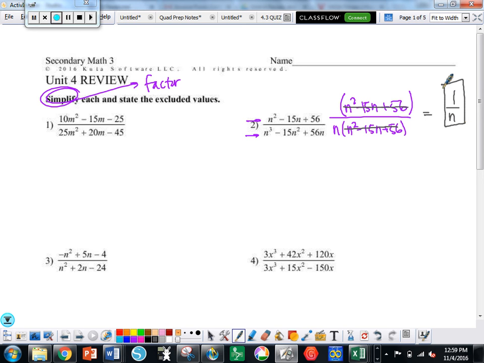But because you have to list your excluded values, you need to know what can't go into the bottom. In order to determine what can't go into the bottom, you actually do have to factor. So on this one, I've got n times, what multiplies to 56? n minus 7 times n minus 8. And again, the only reason we're doing this is to get our excluded values. n cannot be 0. From here, n cannot be 7, and from here, 8.